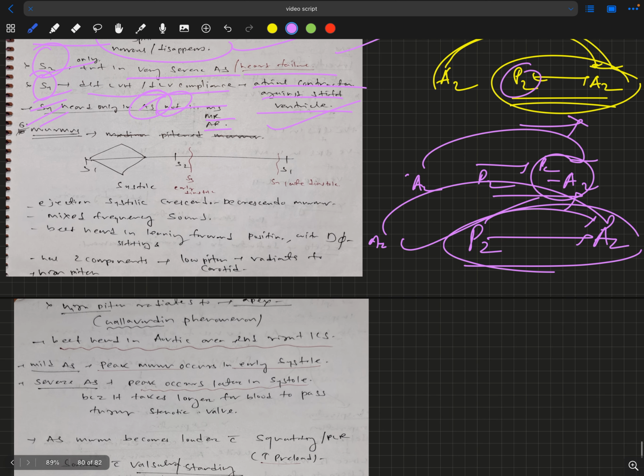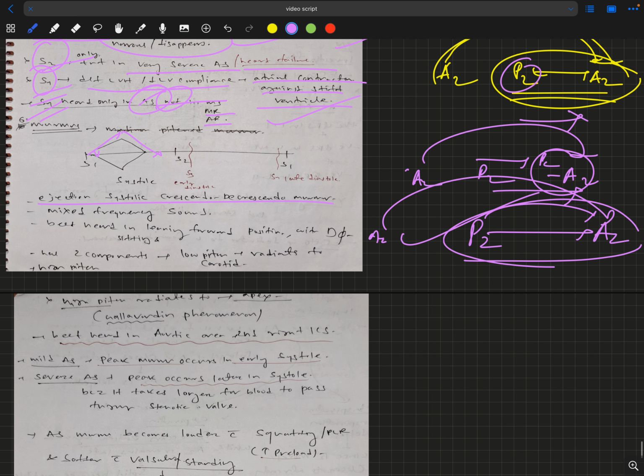Now let's discuss the murmur. So what is the murmur? Here the murmur is an ejection systolic crescendo-decrescendo murmur. Crescendo-decrescendo means its intensity is increasing, attaining a peak, then it is decreasing. This is what is called a crescendo-decrescendo murmur. Intensity increasing, attaining a peak, then decreasing.